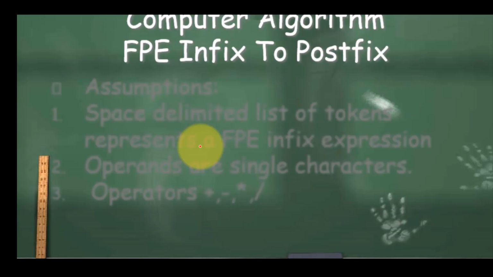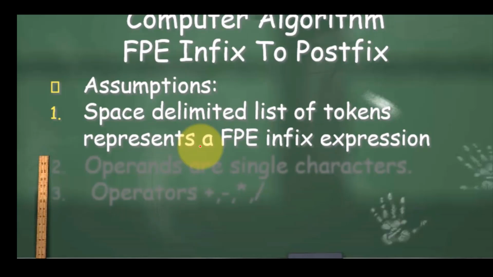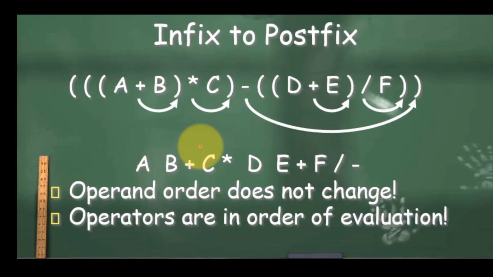Okay, algorithm. So here, our first assumption is we have to take note of the space. And when we are talking about the tokens, these are the parentheses, the operands, and the operator. So these are the tokens.